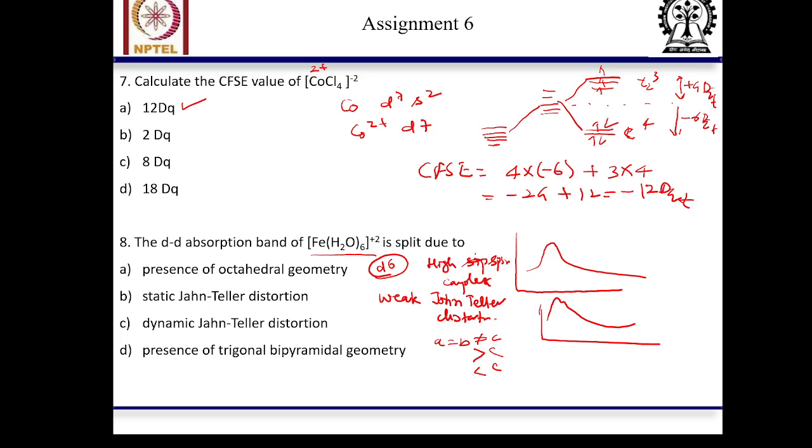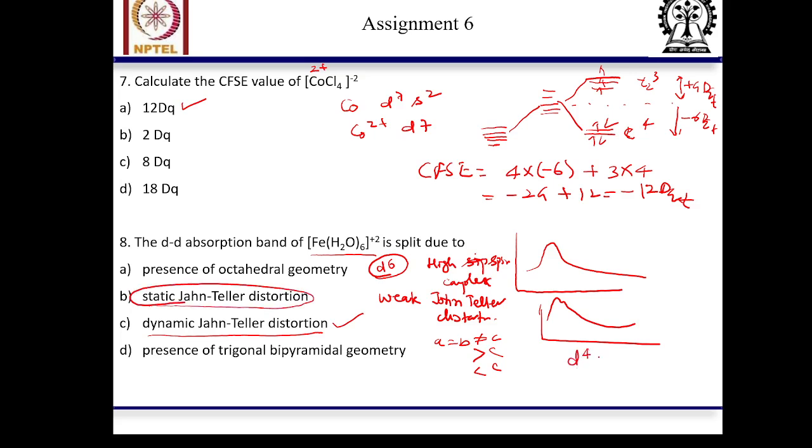That kind of distortion is called dynamic Jahn-Teller. What is dynamic Jahn-Teller distortion? It varies with the temperature. At room temperature we will not see any Jahn-Teller distortion, but once we go to the lower temperature, where we freeze the vibration, we see the Jahn-Teller distortion. What is the static Jahn-Teller distortion? It means the Jahn-Teller distortion can be seen at room temperature also.